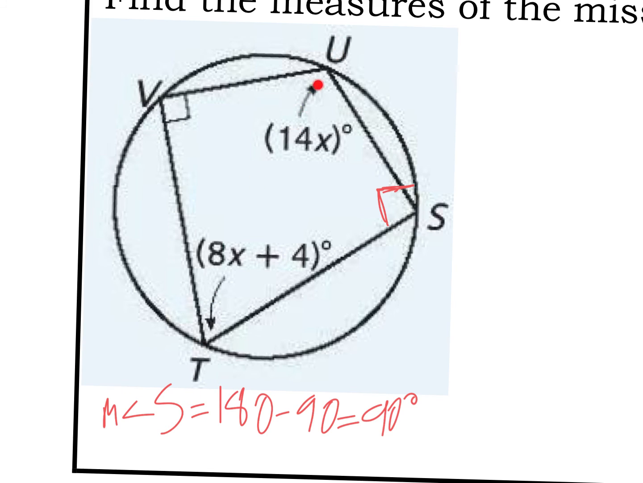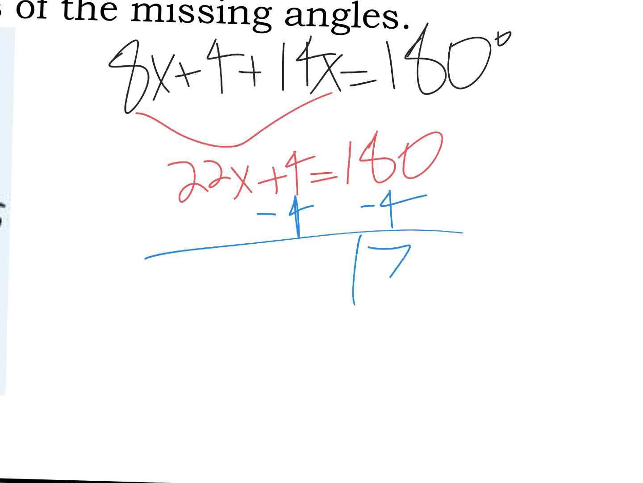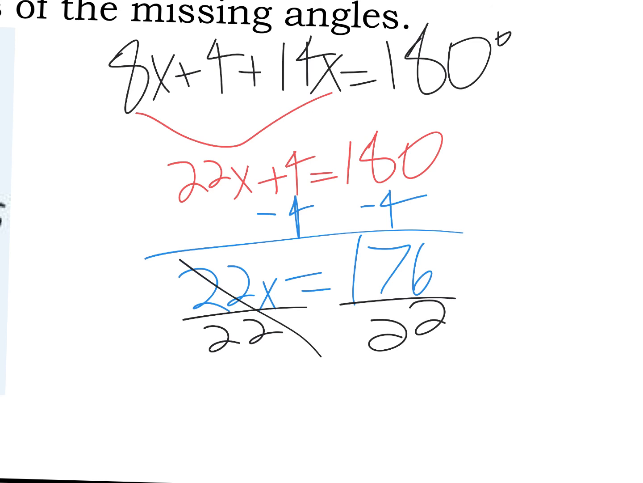We also know that these two are opposite of each other, so they're going to add up and equal 180 degrees. So I'm going to write 8x plus 4 plus 14x equals 180. Do not set these equal to each other. You're going to add them up and set them equal to 180 because they are supplementary angles. Let's combine our like terms. 8x plus 14x is 22x, and then we have plus 4 equals 180. Let's subtract that 4 from the other side. 180 minus 4 is 176, and that equals 22x. So 176 divided by 22 gives me 8.